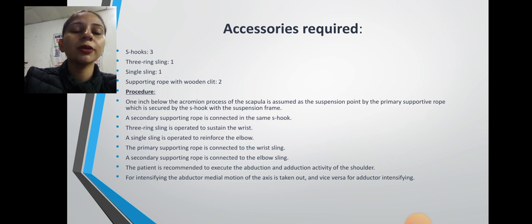The patient is asked to perform the abduction activity of the shoulder. For intensifying the abductors, medial motion of the axis is taken out, and vice versa for identifying the adductors. In this picture, the suspension frame is shown.